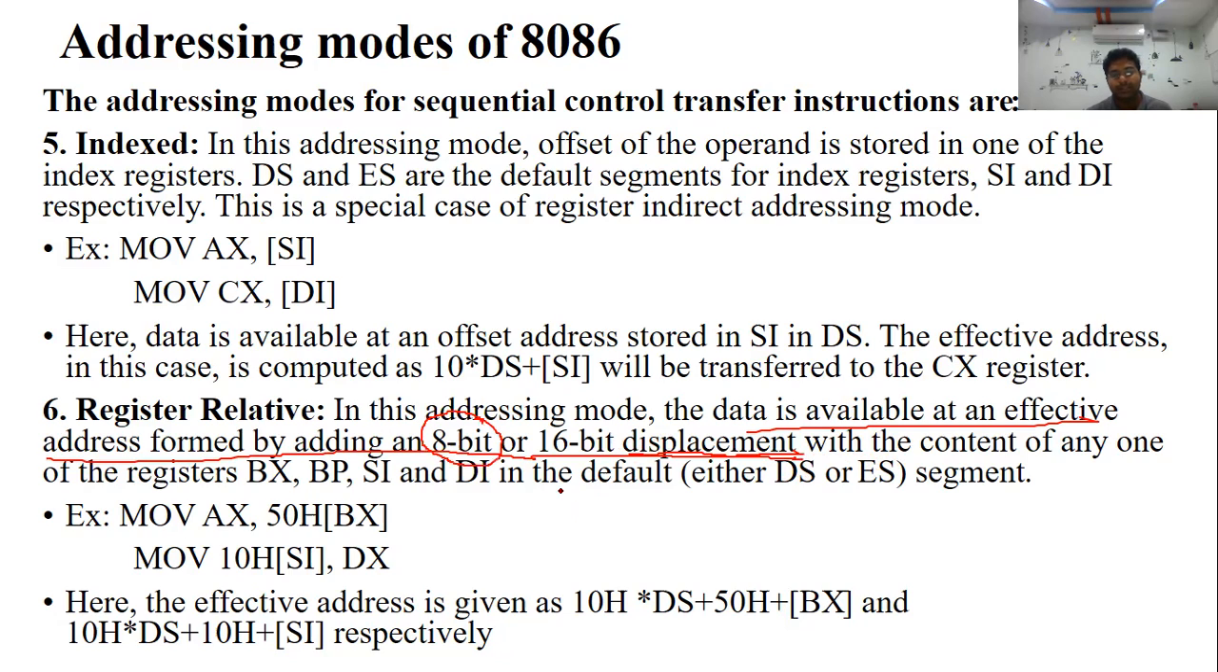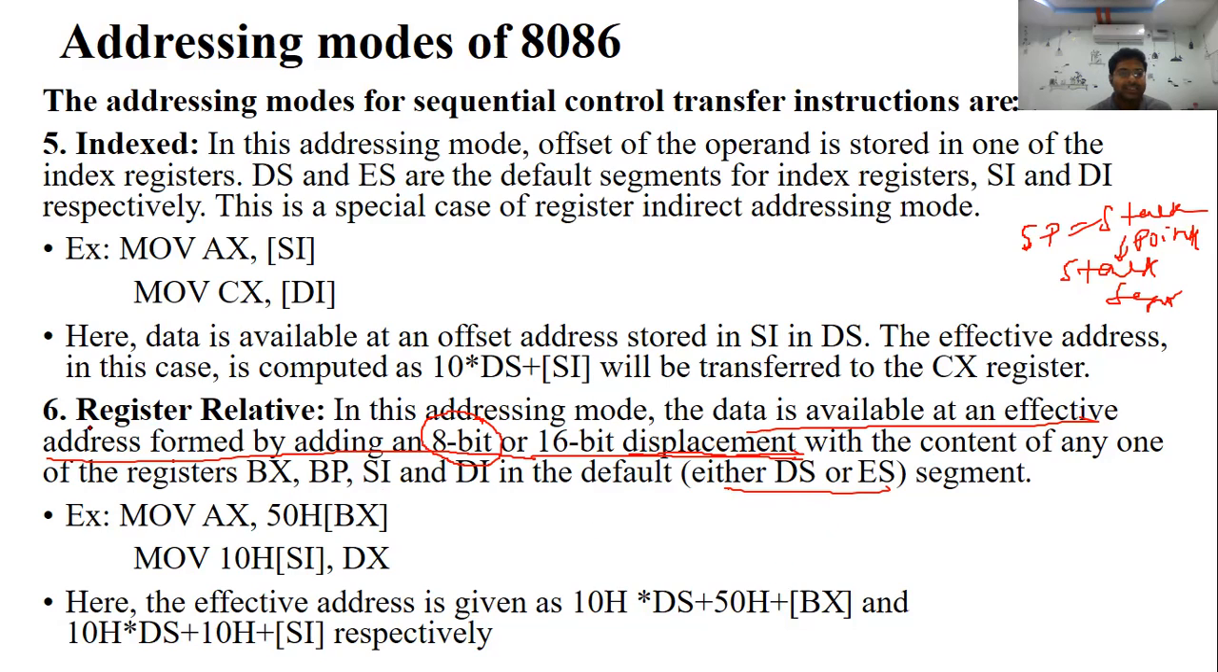So the default address locations for this are the data segment or extra segment registers. When the stack segment is addressed, the stack pointer register is used in that case. Otherwise, it is connected to the data segment or extra segment. So especially when you are using SI and DI, the basic default segments are these.